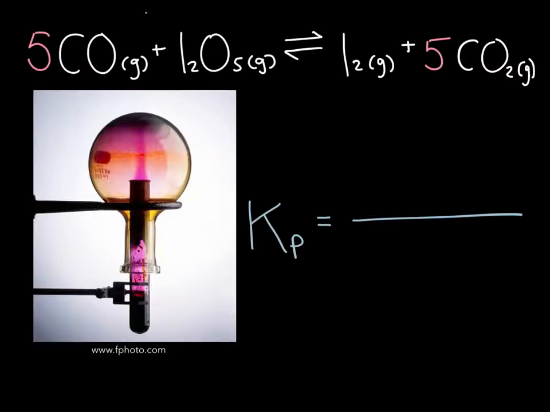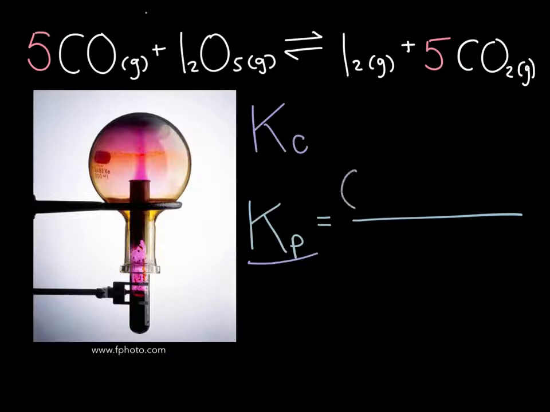So normally, when we talk about equilibrium, we're talking about Kc. C is for concentration, because we're talking about the concentrations of the reactants and the products. But in this case, since we're only talking about gases, we're going to talk about Kp. In this case, Kp can be written as the pressures of the products raised to their coefficients divided by the pressures of the reactants raised to their coefficients.